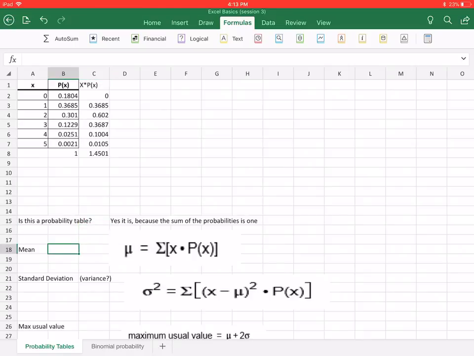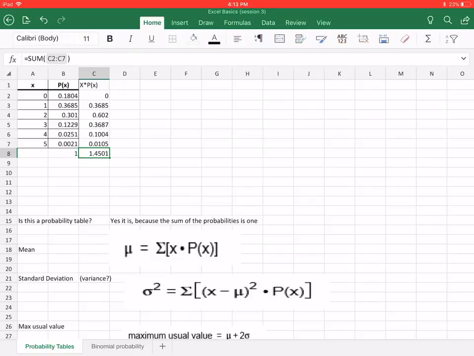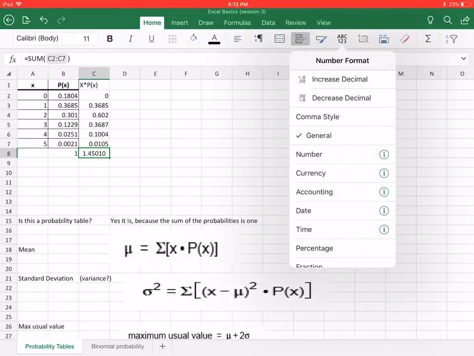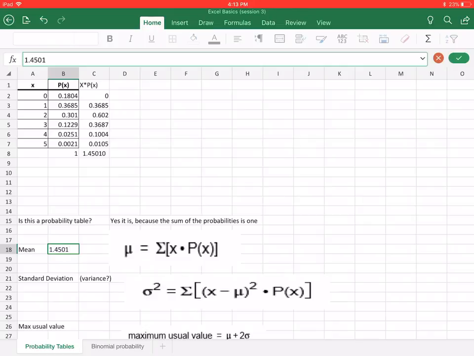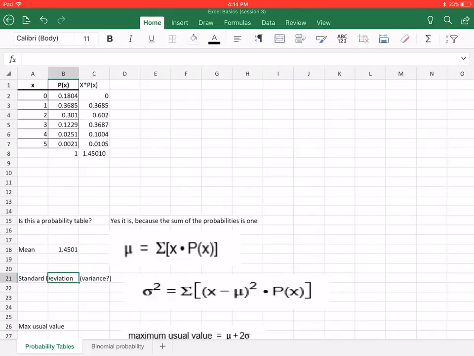So you'll round it off to one more decimal than you're given. So all of them have 4 decimals. So you want this at 5, and I need to make the decimal longer. Increase the decimal by 1, so it's just that. So 1.4501 is the mean. So the standard deviation, you're supposed to take the x value minus the mean.